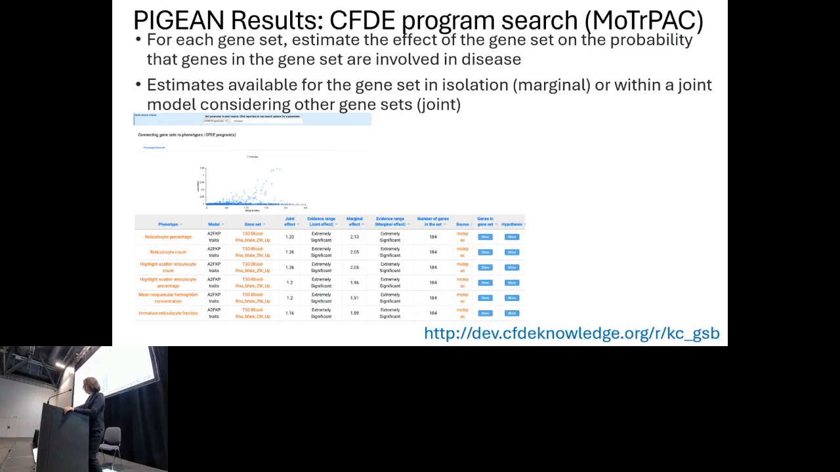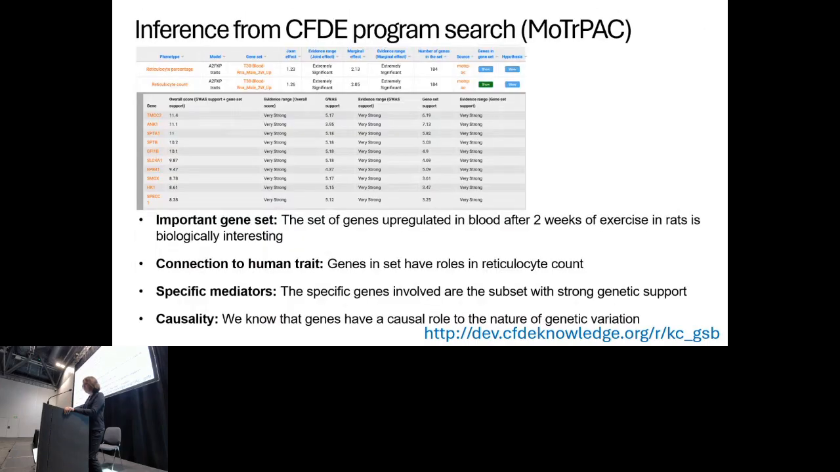Here you can see the result for MoTrPAC, and many of these top results are for various reticulocyte percentages, counts, and other reticulocyte traits. And that's expected since this is a known association in exercise. Again, if you click on the show button here, you can get more information, in this case about the actual genes within that gene set that are driving the association and their relative contributions to that association.